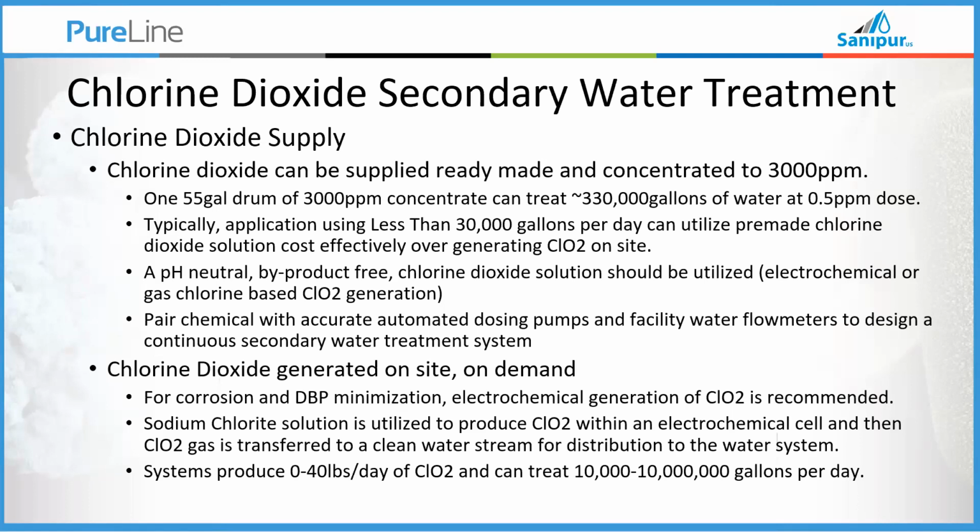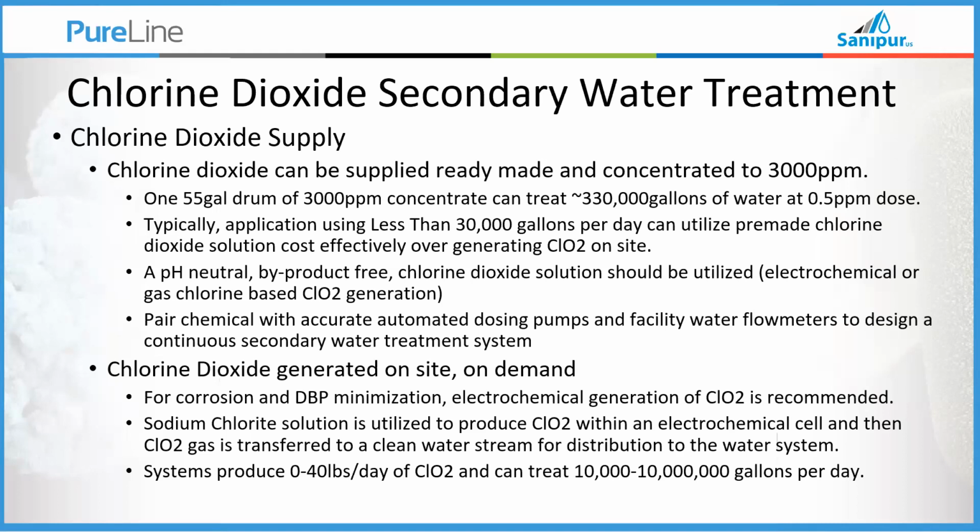So a facility using 30,000 gallons a day could operate for around 11 days on a single drum of chlorine dioxide. Smaller hospitals and systems using even less water can obviously operate for weeks or months at a time on a drum of chemical.